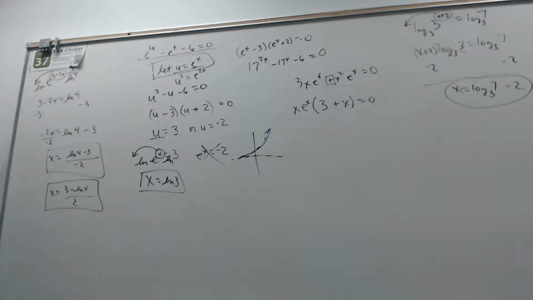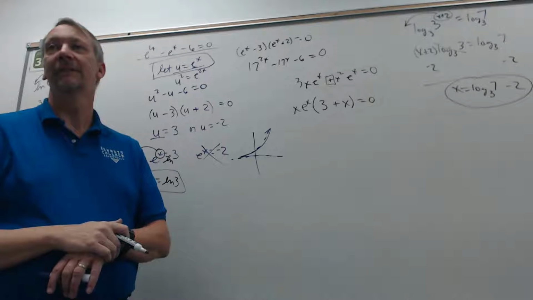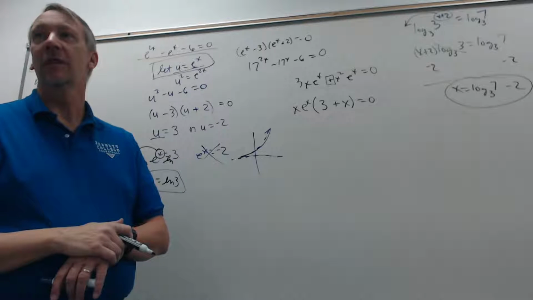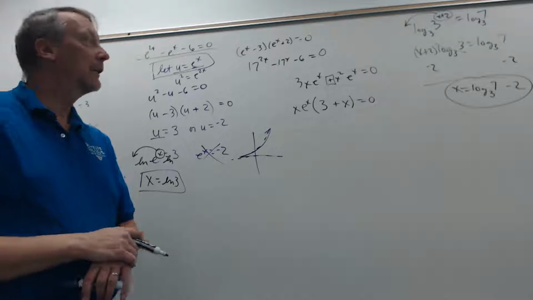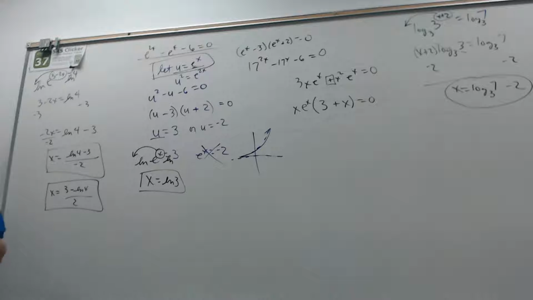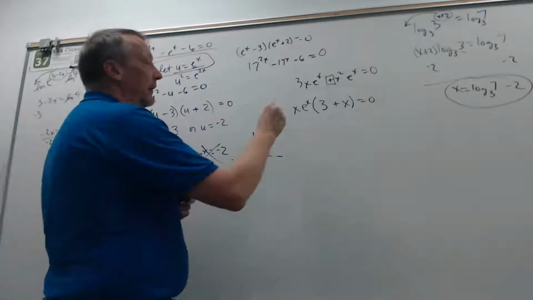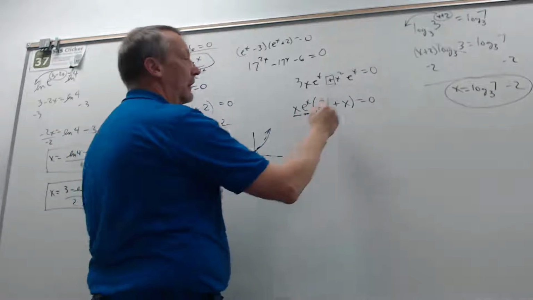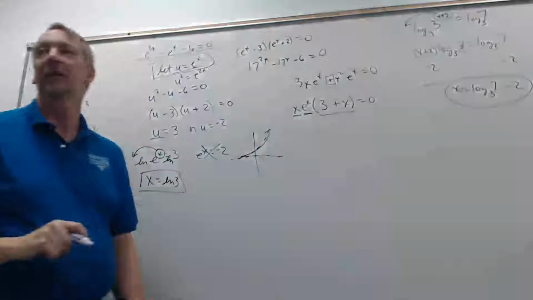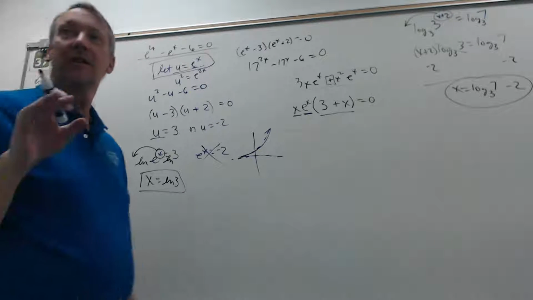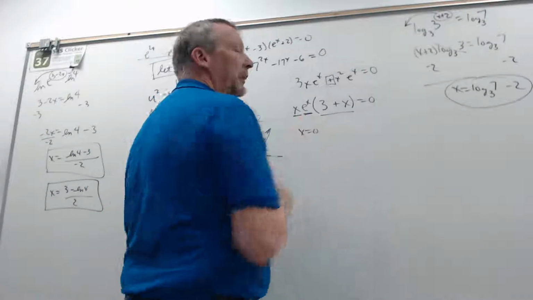Okay, now what? Now I've got 3 factors here. Do you see that? What are the 3 factors? I've got a factor of x, a factor of e to the x, and a factor of 3 plus x. Any one of those could equal 0, and that would make that a true statement, correct? So therefore, x could equal 0. That would be one solution.